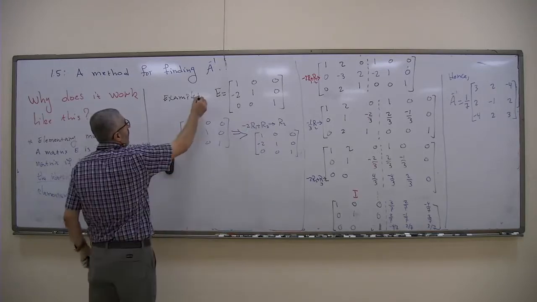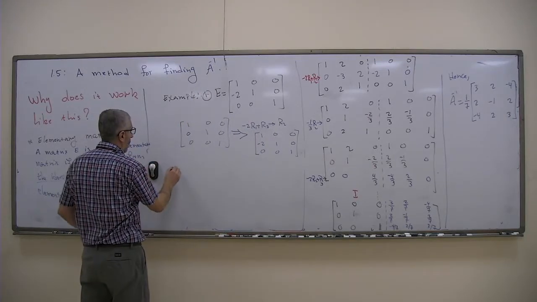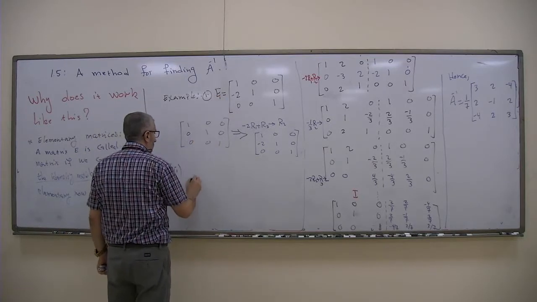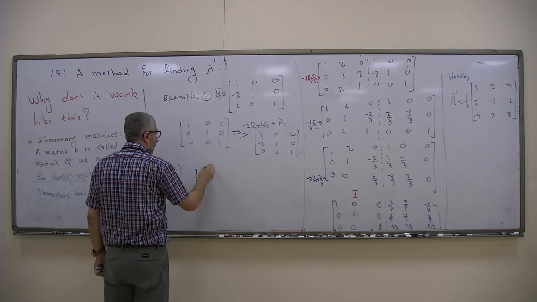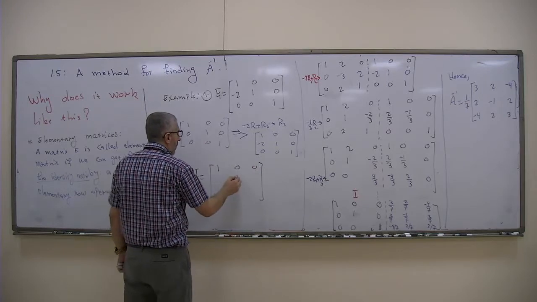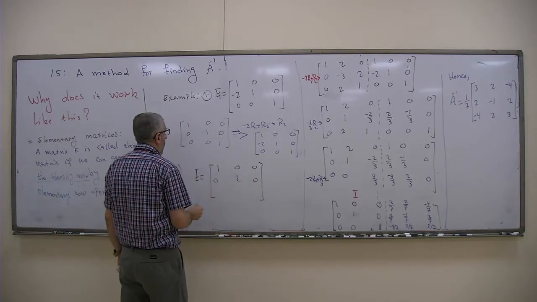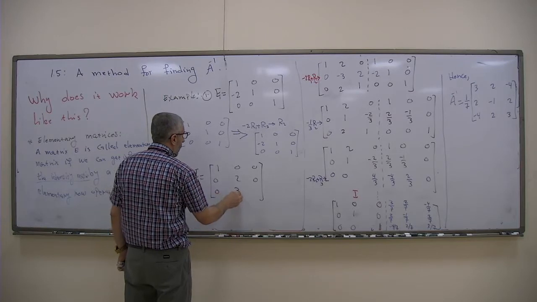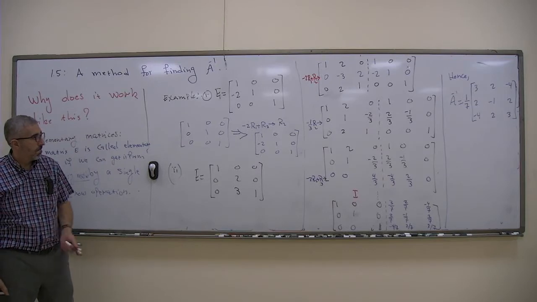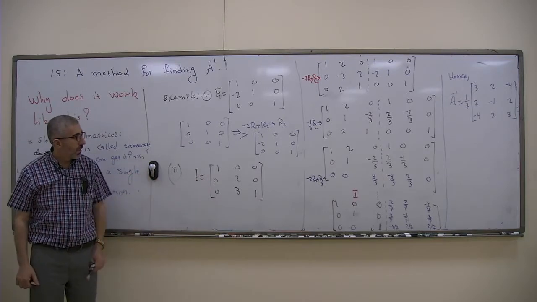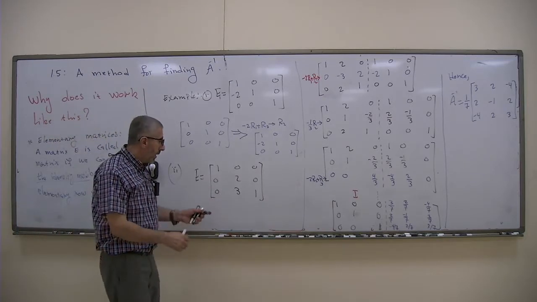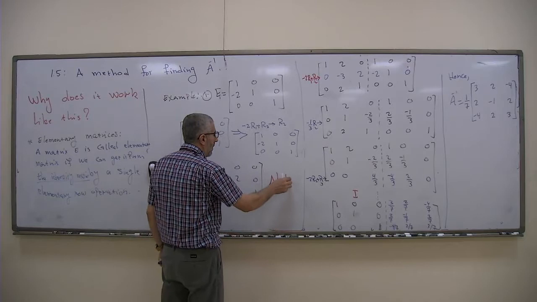This is E1. What about this matrix? E equals 1, 0, 0, and here 2, 0, 0, and here 0, 3, 1. Is this an elementary matrix? Think about it. Is it an elementary matrix? No, it is not. Why? Not elementary.